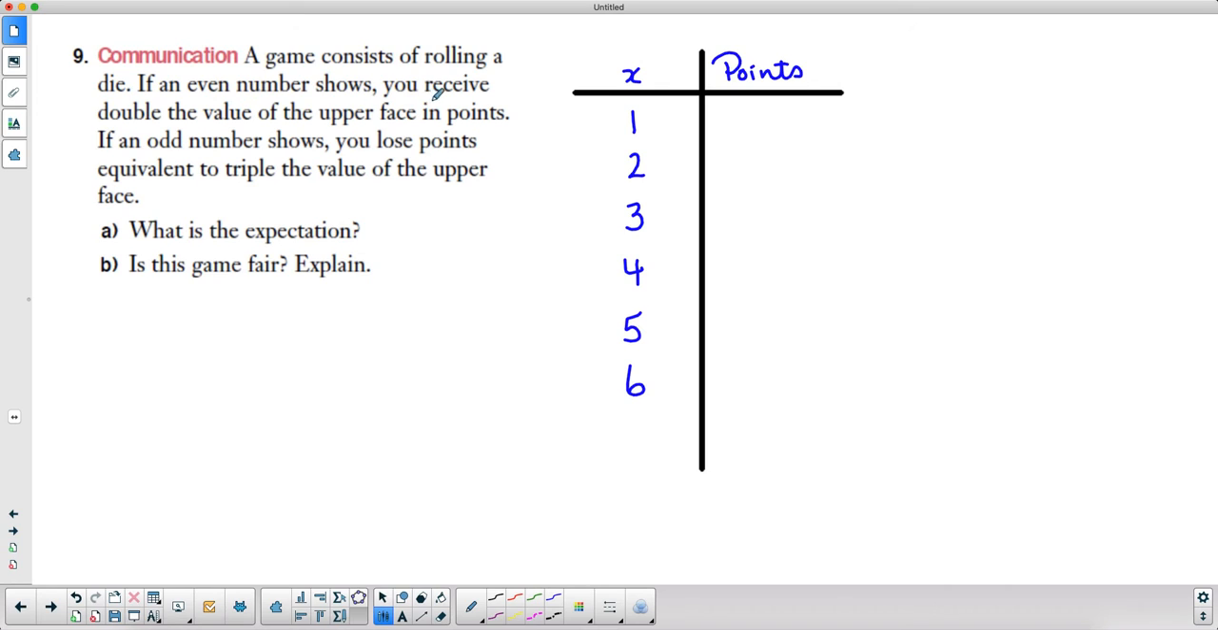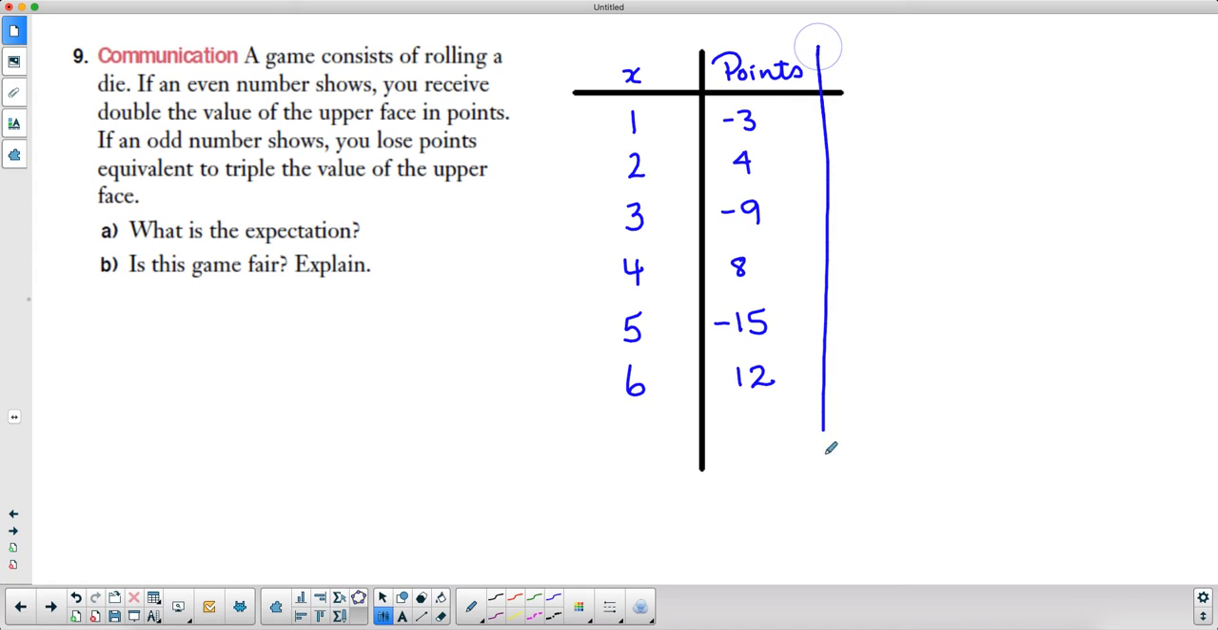So it says if an even number shows, you receive double the value on the upper face. So here's an even number, so we get a 4. This is an even number, so we would get double that value, which is 8. And this is an even number, so we get double that value, which is 12. If an odd number shows, you lose points equivalent to triple the value of the upper face. So this is equivalent to -3. This is equivalent to -9, and this is equivalent to -15. So those are the different outcomes of this game.